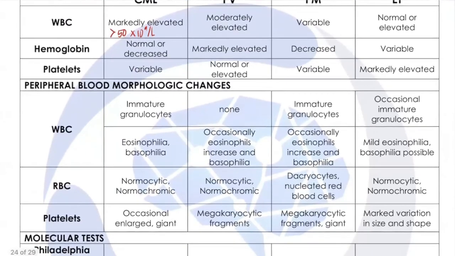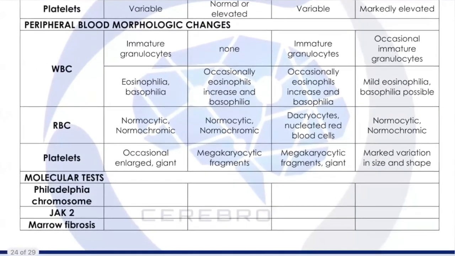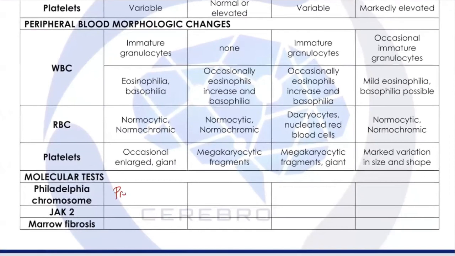RBCs are normocytic and normochromic, and platelets are occasionally enlarged or giant. Now, for the molecular test, of course, the Philadelphia chromosome is present in the case of CML, whereas the JAK2 mutation is absent, and marrow fibrosis is progressively increasing.